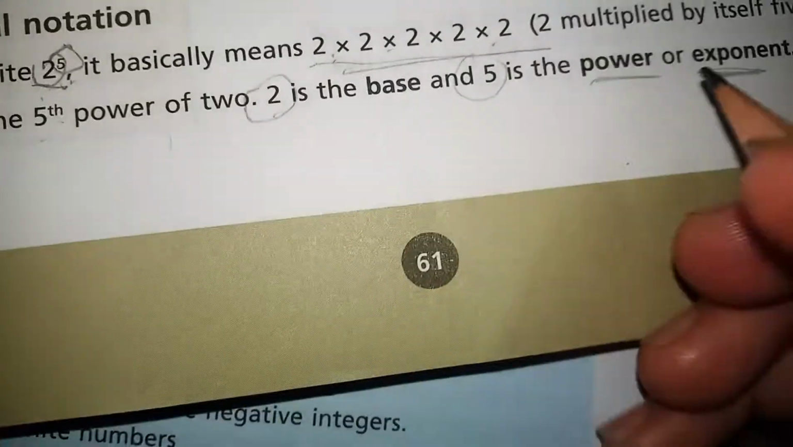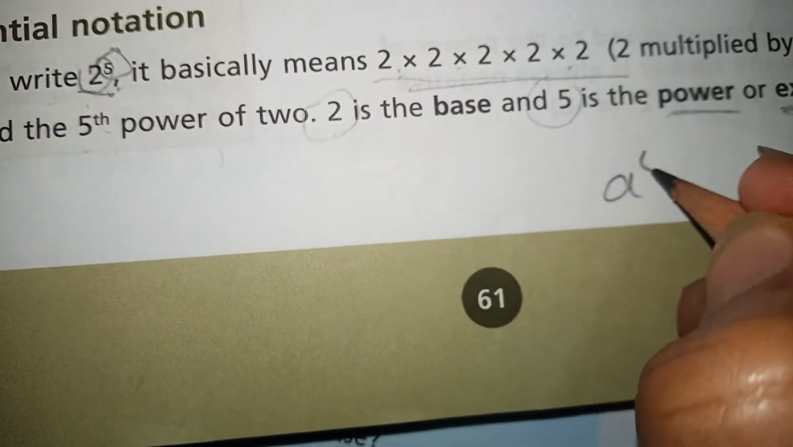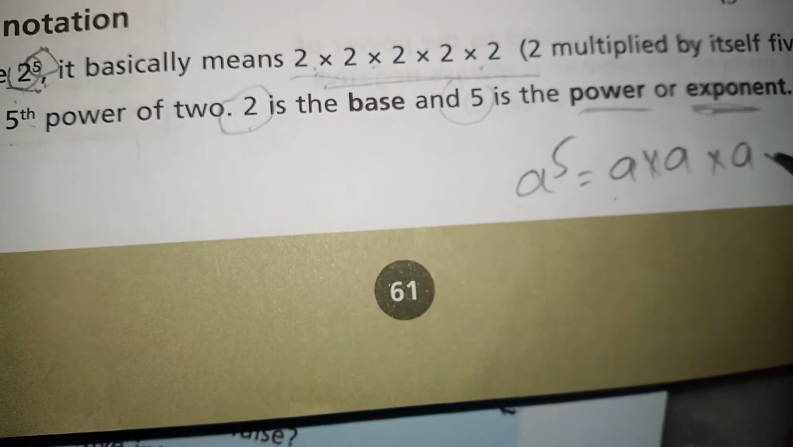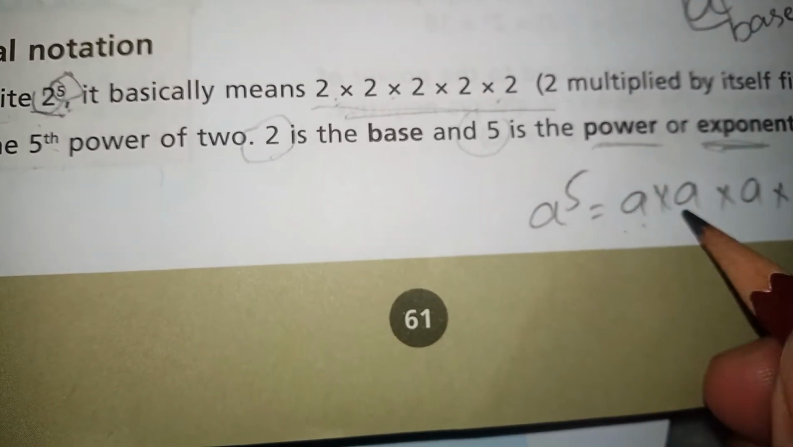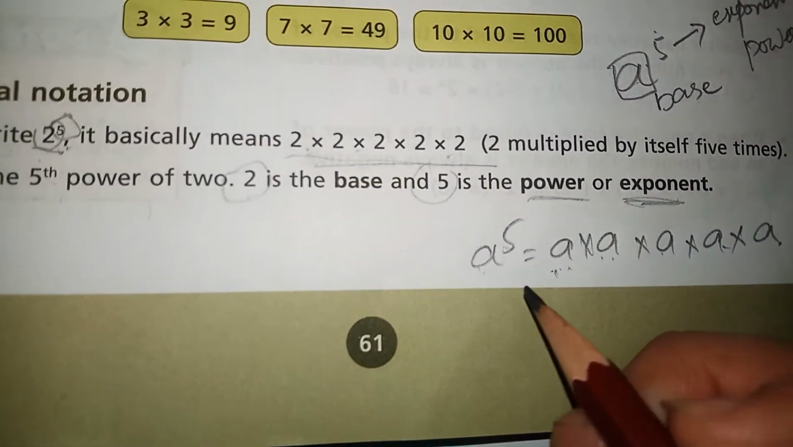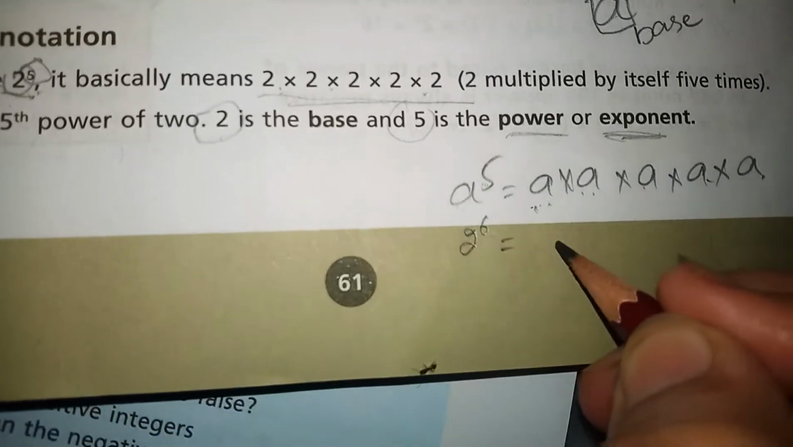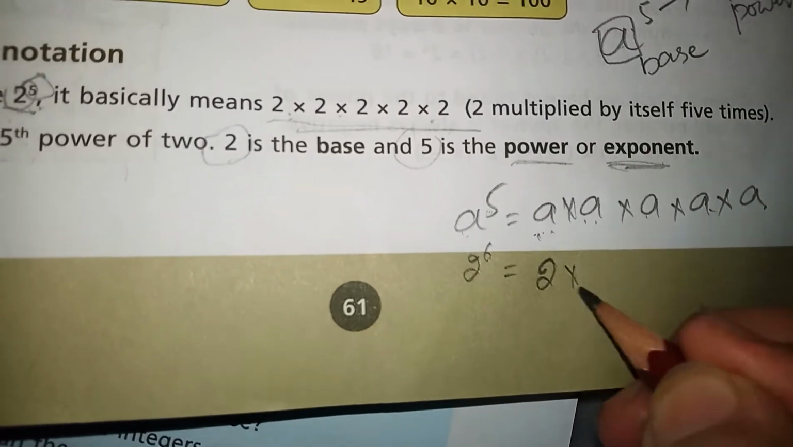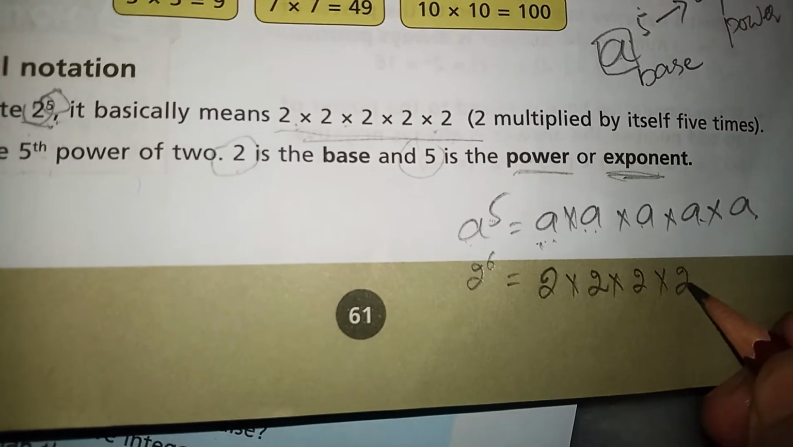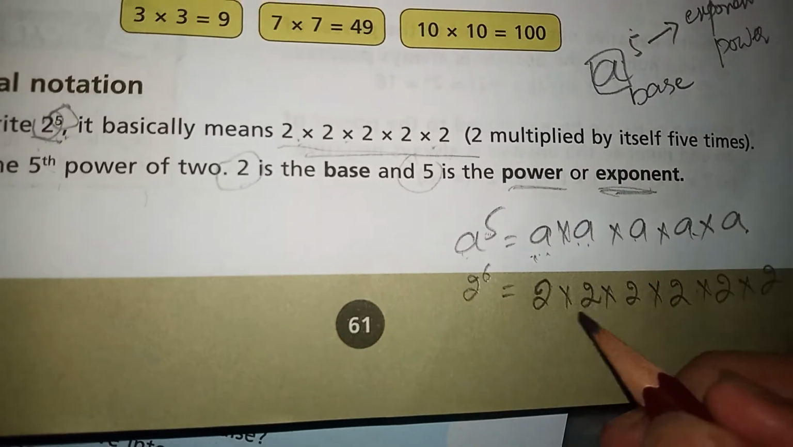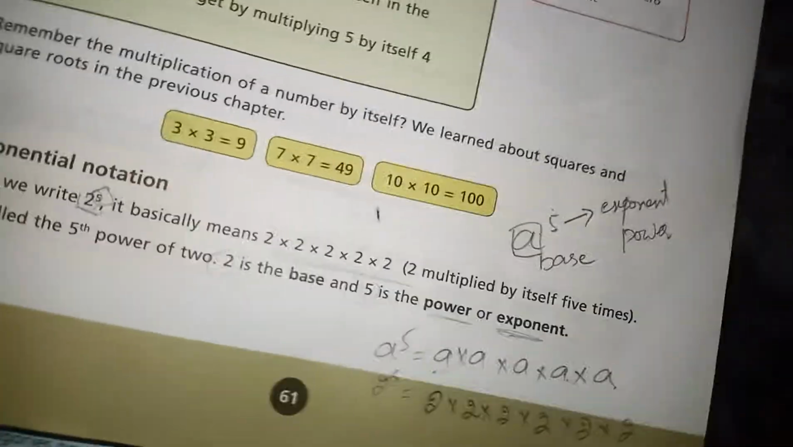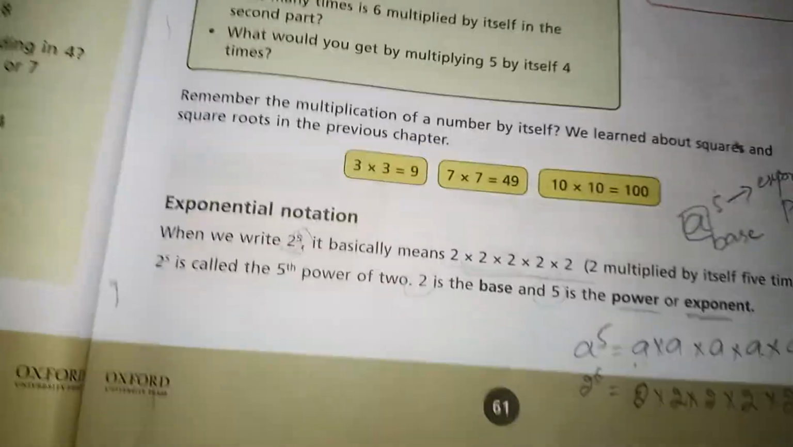a raised to power 5 means a multiplied by a multiplied by a, 5 times: 1, 2, 3, 4 and 5. If any digit is 2 raised to power 5 or 6, you multiply the base as many times as the exponent is: 1, 2, 3, 4, 5 and 6. Its power is 6, so it will be multiplied by the base 6 times.